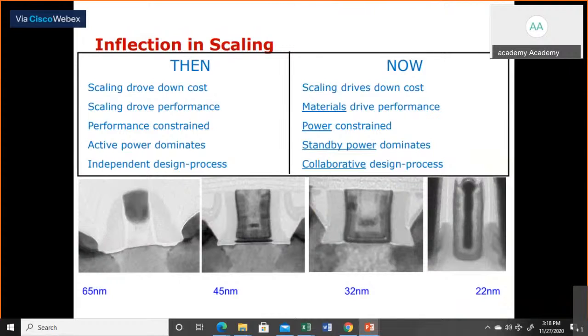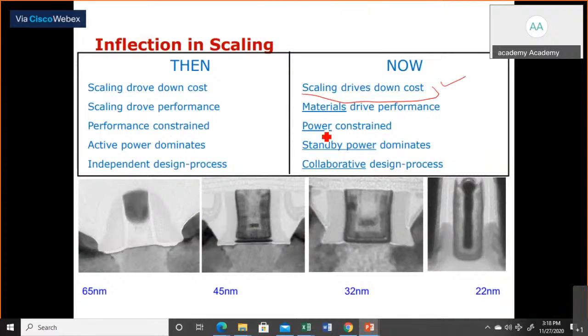What is the difference between earlier scaling and now scaling? Earlier scaling was driven by cost and performance. Performance constraints were there, and active power dominated. Earlier we were talking about scaling in microns; now we are talking about scaling in nano dimensions. Scaling still drives down the cost, but not as much as earlier.